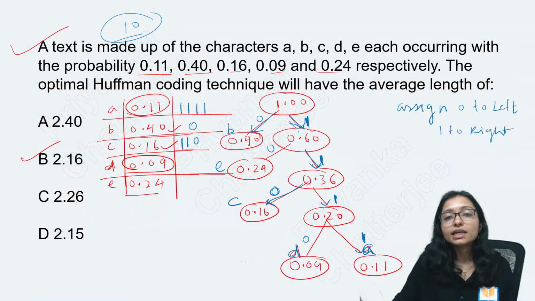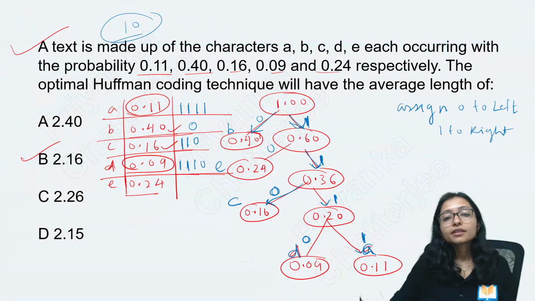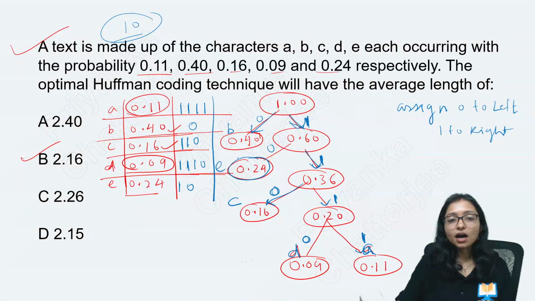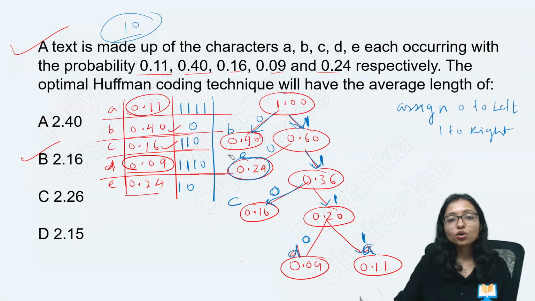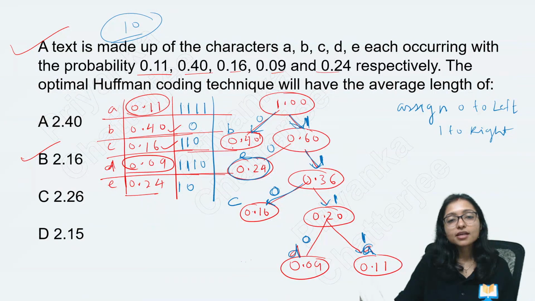What is the code for D? 1, 1, 1, 0. So it is 1, 1, 1, 0. Top to bottom. Whenever you are giving code, top to bottom. Then E. What is the code for E? E is this one here. That is 1, 0. So 1, 0 is the code. Got the code? The coding, how to get the code, is that clear? Yes. Till now I hope it is clear to everyone. This is the way you have to go ahead.